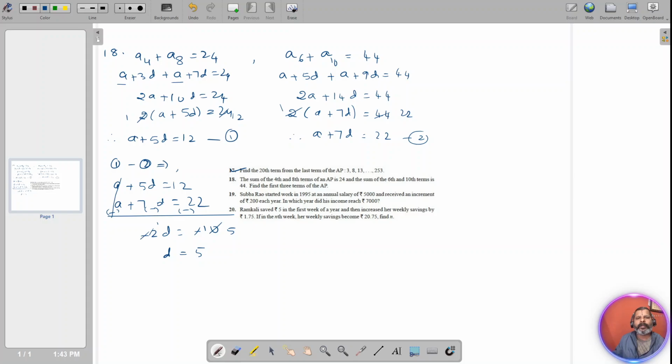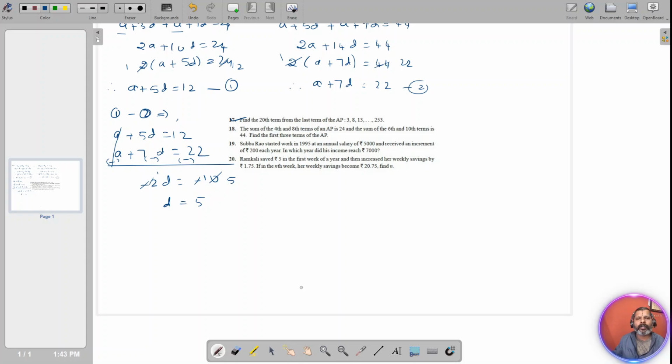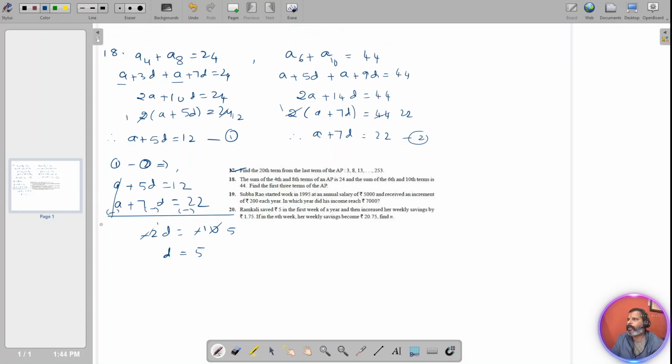I hope you know this elimination method of solving two variable equations. If not, please visit my page where I exclusively explain solving linear equations in two variables by the elimination and substitution method. So we got d as 5. Substitute this in 1 or 2, whichever you are comfortable. Therefore, I'll say from 1 we get a + 5 times 5 equal to 12. Then a equal to 12 minus 25, a equal to minus 13.